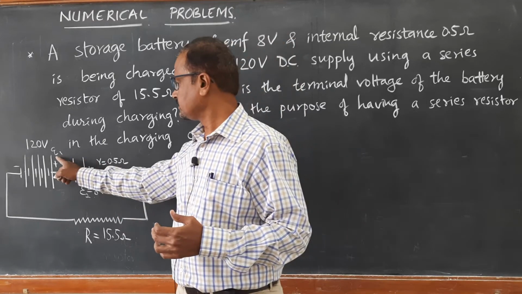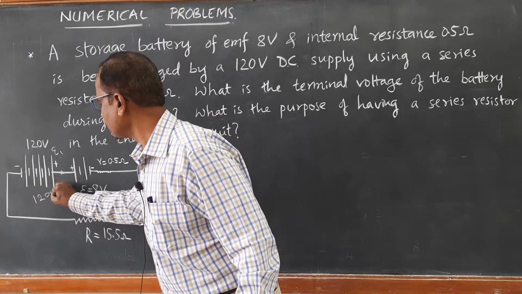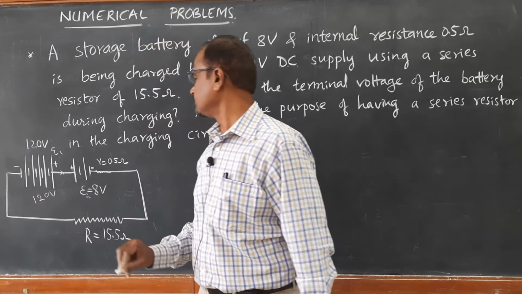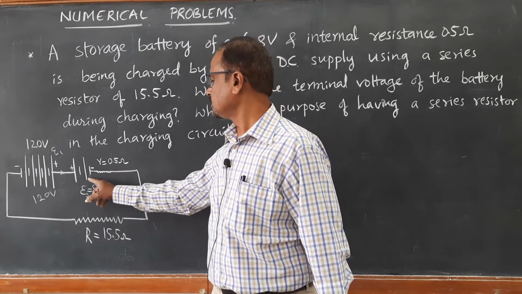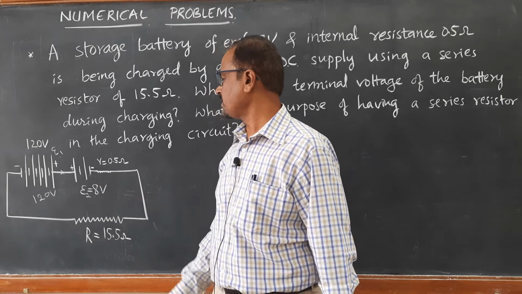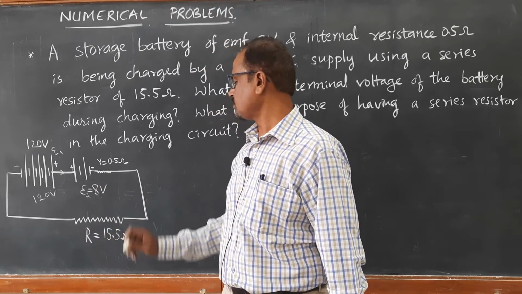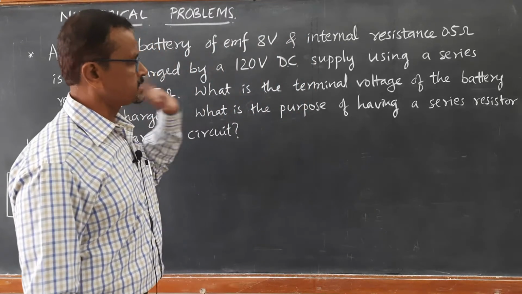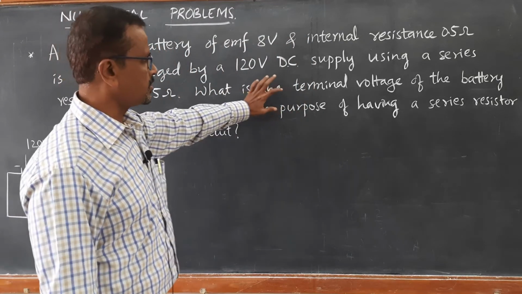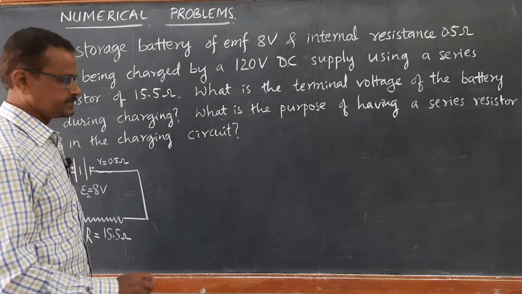So, E1 is 120 volt, E2 is 8 volt, and internal resistance of this battery is 0.5 ohm, and a series resistor is taken which is of 15.5 ohm. You are asked to find out the terminal potential difference or terminal voltage of the battery. So, first let us find out the current.